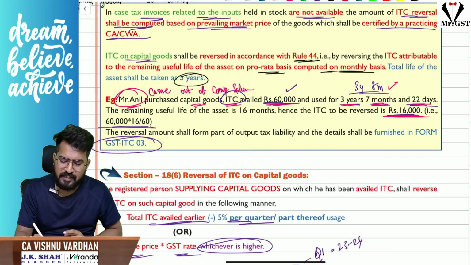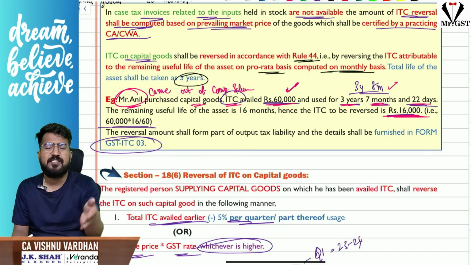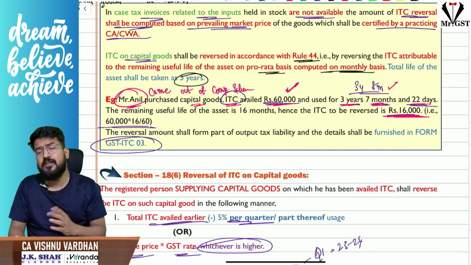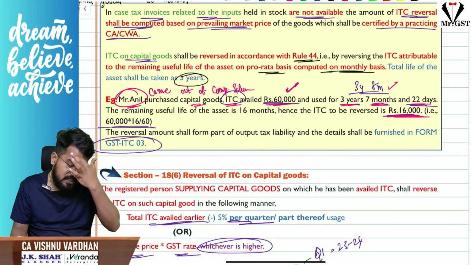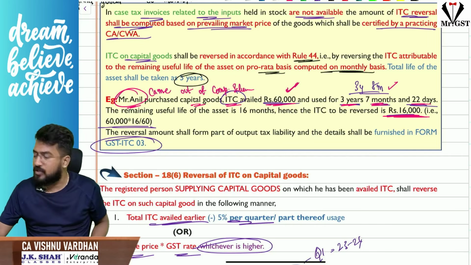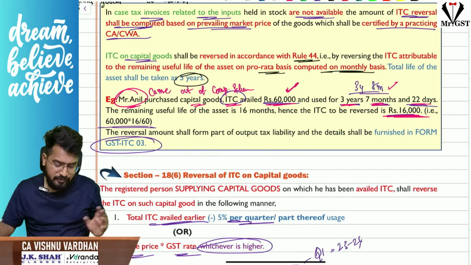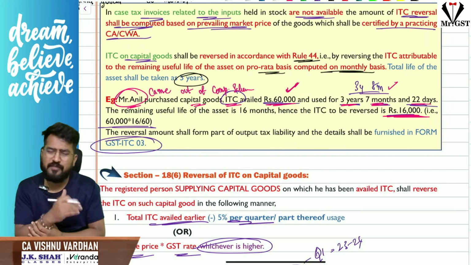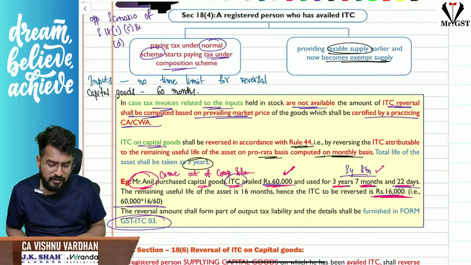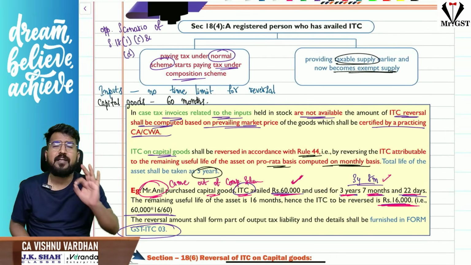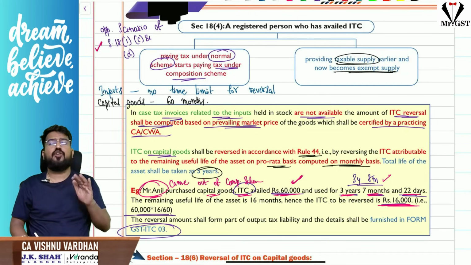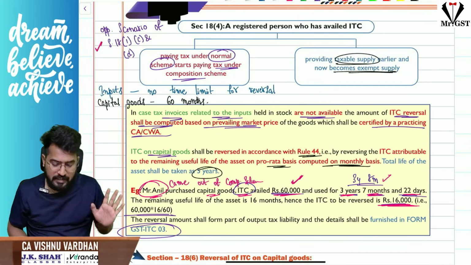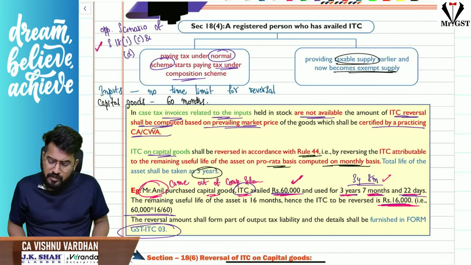Proportionate ITC for the life of the asset. Life of the asset is 60 months. You see how many months are still left; for that you should reverse the ITC. For that you should file form GST ITC-03. So that is the concept. Hope you are clear with that. So with this we are done with 18 subsection 4 also. Simple, 18 subsection 4 is nothing but exactly the opposite scenario of section 18 subsection 1 clauses C and D. Hope it is clear.